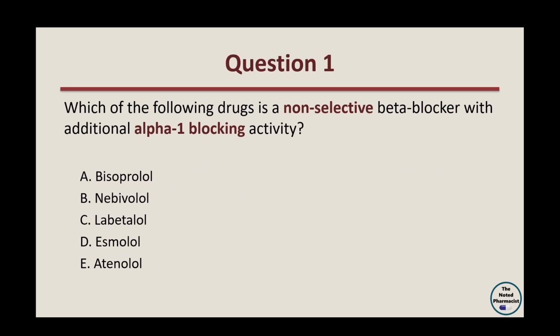Question 1. Which of the following drugs is a non-selective beta blocker with additional alpha-1 blocking activity? Option A, bisoprolol. Option B, nebivolol. Option C, labetalol. Option D, esmolol. Option E, atenolol.